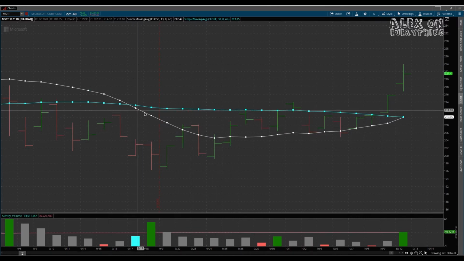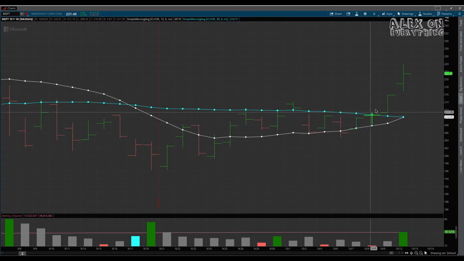And the shorter the time frame, so the white line is a 13 moving average, and the blue one is a 30. The 13 is going to respond to the price faster than the 30 would. What that means is, as the price starts to go up, the 13 is also going to move up faster than the 30 would, because the 13 is using more recent data. The 30 is looking way back 30 bars ago and getting an average. The 13 is only looking 13 bars ago.